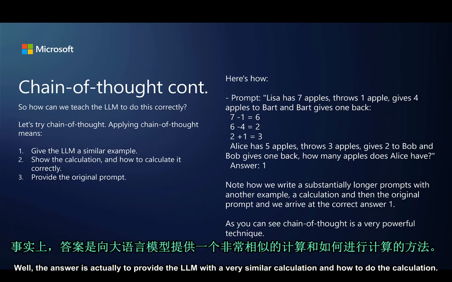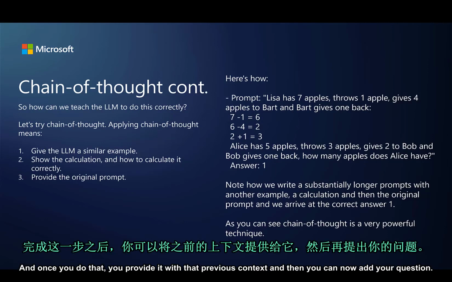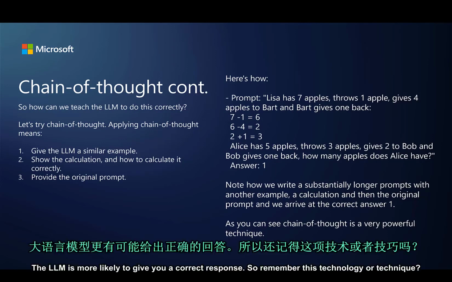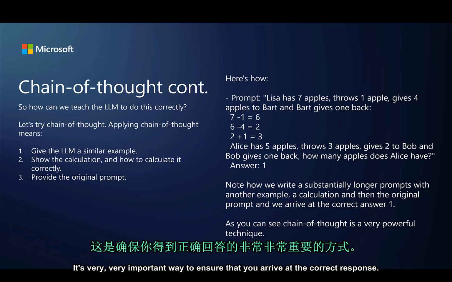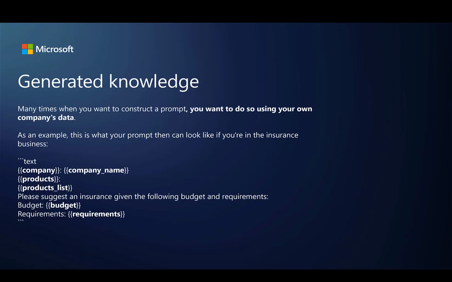Well, the answer is actually to provide the LLM with a very similar calculation and how to do the calculation. Once you do that, you provide it with that previous context, and then you can add your question. The LLM is more likely to give you a correct response. So remember this technique. It's a very, very important way to ensure that you arrive at the correct response.